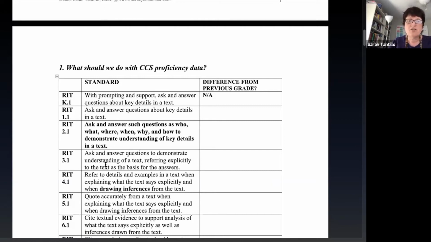So we know that they struggled with the 3rd grade standard. Can they do the 2nd grade standard, which is bolded right here? And they said, no, they can't do that. So they're like, okay. I was like, hold on. Can they do the 1st grade version of the standard? And they said, yeah, they could do that one.